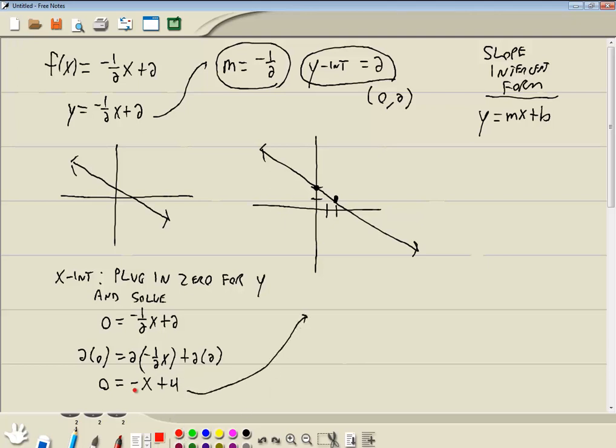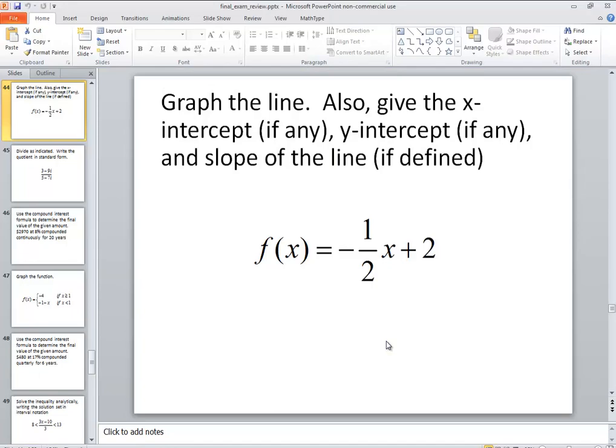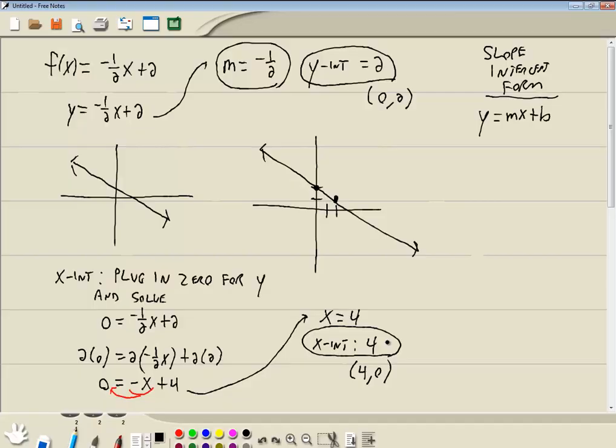Now get everything with an x on one side, numbers on the other. I'm going to go ahead and take the negative x over to the left side. And that gives us x is equal to 4. And so our x-intercept is going to be 4. If you want to write it in point form, it'd be 4, 0. And those are all the different pieces they're asking for. So those are our answers.